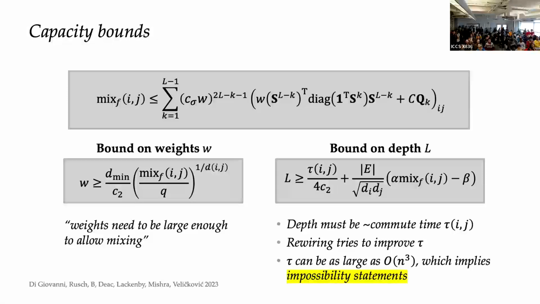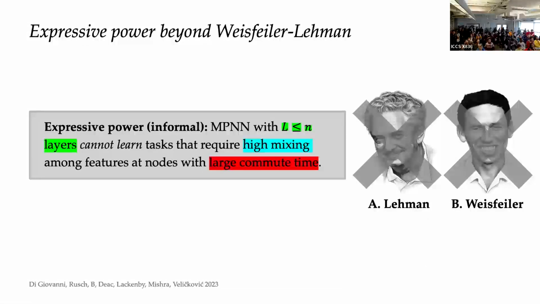Right? And this allows us to write a characterization of the expressive power that doesn't resort to the Weisfeiler-Lehman formalism. So it is more general because here we don't necessarily assume that the graph is the same, right? So the input graph can depart from it. And the expressive power can be characterized in the form of impossibility statements, right? Let's say that a message passing architecture with a certain number of layers cannot learn tasks that require certain mixing between features of nodes separated by a certain distance. So I think it's about time to move away from Weisfeiler-Lehman and its expressive power in different ways.